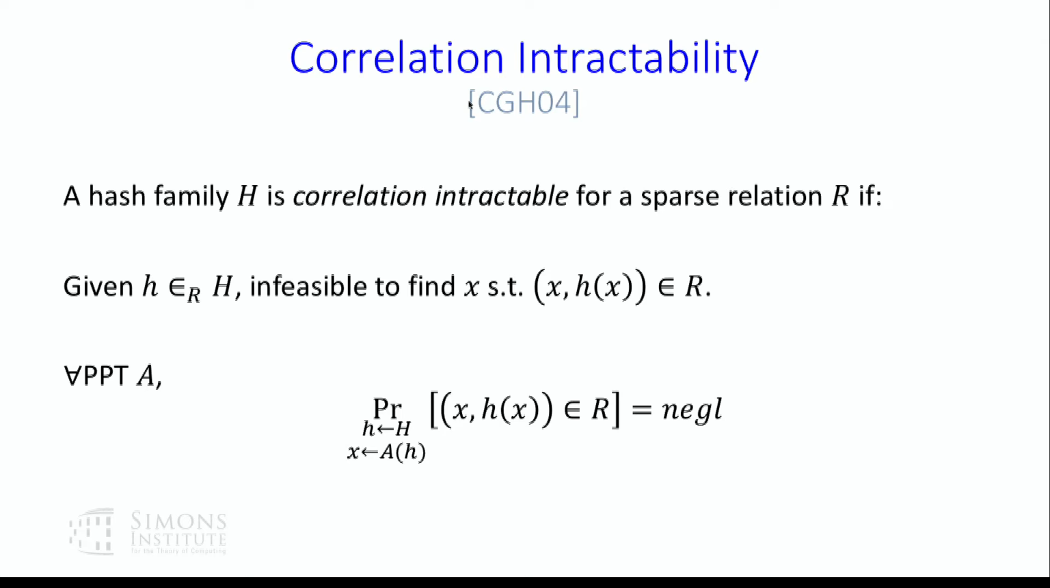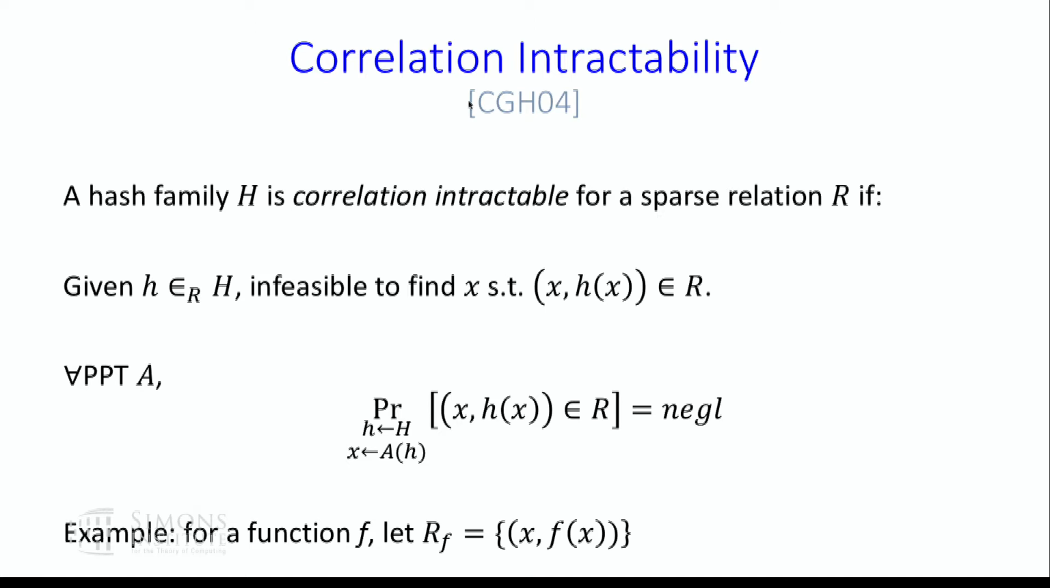So a specific example that's going to matter in this talk is forgetting about relations, just thinking about functions. By that I mean if you have a function from inputs to outputs, you can consider the relation of all pairs x comma f of x. So this is a very sparse relation. There's only one y for every x.